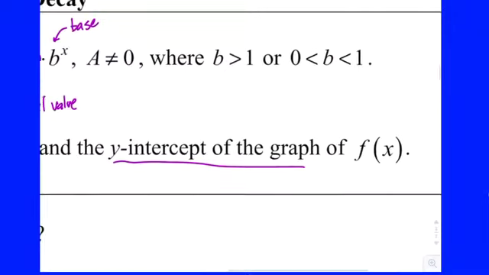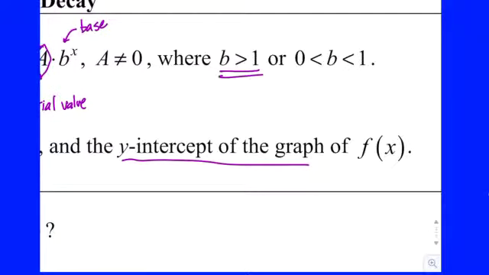Now, B is a number, and it can only be greater than 1 or between 0 and 1. Greater than 1, like 2 or 3, would be exponential what? Growth. And if it's between 0 and 1, like a half or 2/3, that's exponential decay.